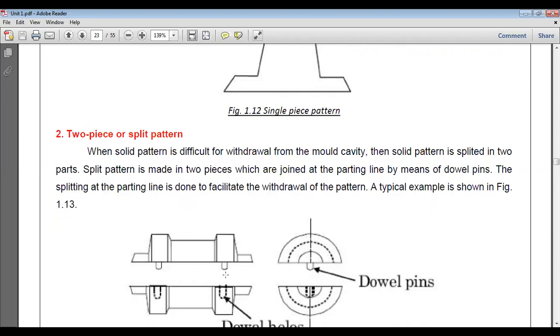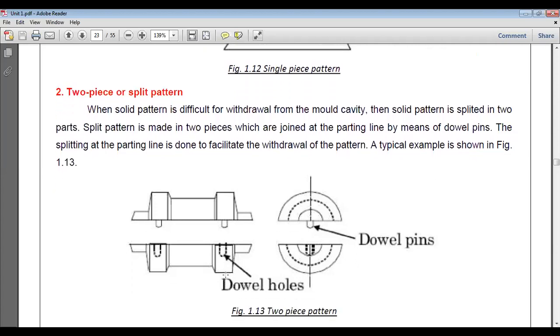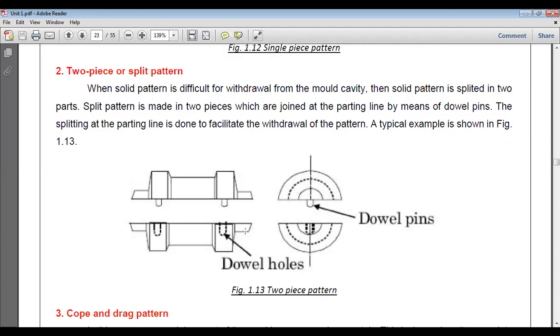But they cannot be made by single piece pattern because the geometry is typical. Geometry is tough. Physical shape is tough. So it cannot be made by single piece pattern. We basically use two piece or split piece pattern where we have different shapes, and complex geometries are achieved by the two piece pattern. Now you can see dowel holes are there. These dowels are pins, locating pins, that are guided into the dowel holes.